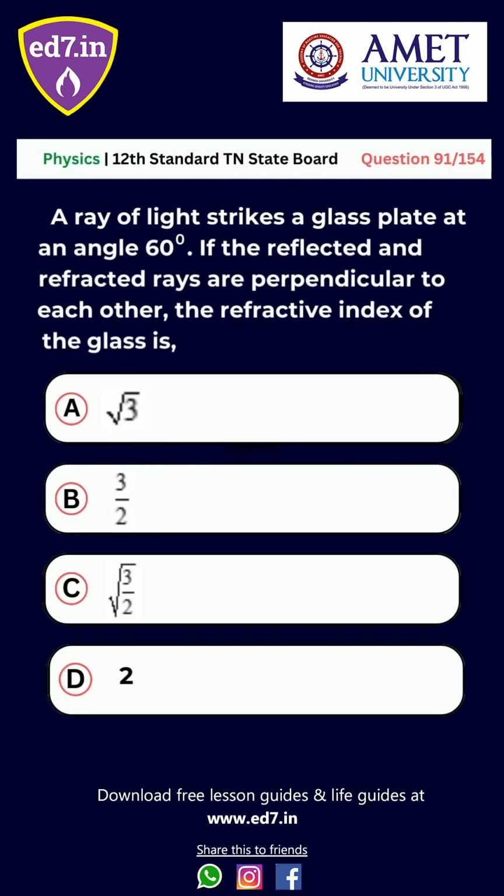Question number 91. A ray of light strikes a glass plate at an angle 60 degree. If the reflected and refracted rays are perpendicular to each other, the refractive index of the glass is: option A, root 3; B, 3 by 2; C, root 3 by 2; D, 2. The right answer is option A, root 3.